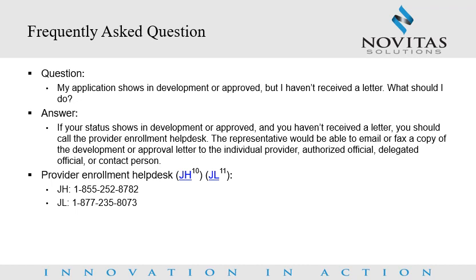Frequently asked question. We have one common frequently asked question concerning the Status Inquiry Tool. My application shows in development or approved, but I haven't received a letter. What should I do? If your status shows in development or approved and you haven't received a letter, you should call the Provider Enrollment Help Desk.